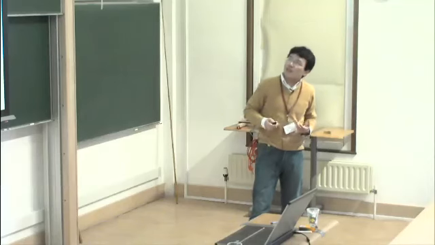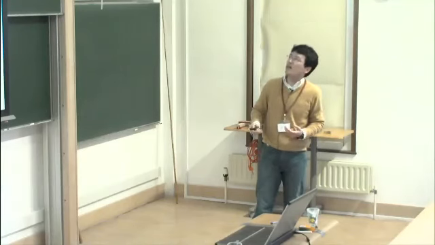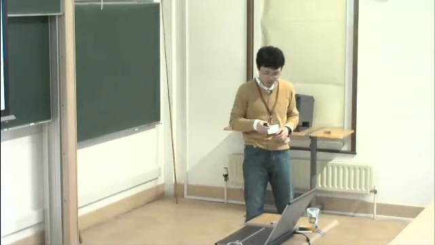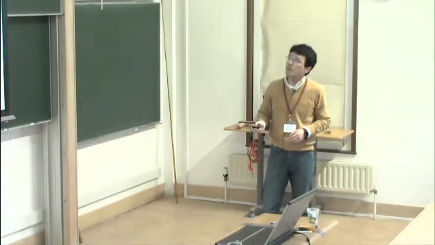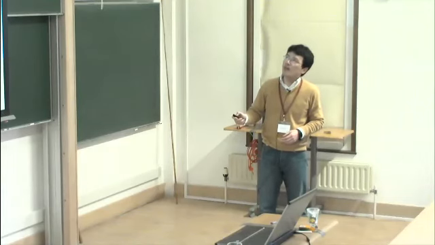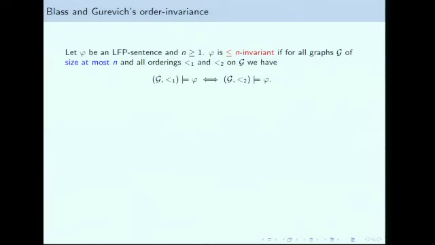So then Blass and Gurevich have this very nice idea to restrict this order invariance to some initial segment of the natural numbers. So we say an LFP formula phi together with a natural number n, phi is less or equal to n invariant if for all graphs G of size at most n, so containing at most n vertices, and all two orderings less 1 and less 2, we have this equivalence. The difference is now we are looking at the graphs of a certain size, not all possible finite graphs.